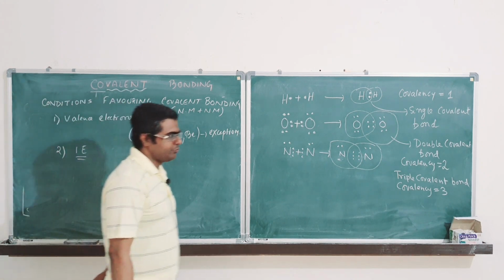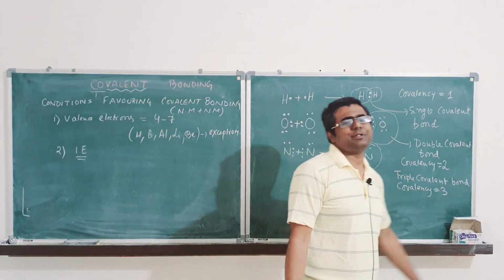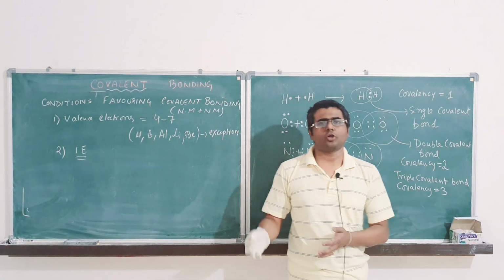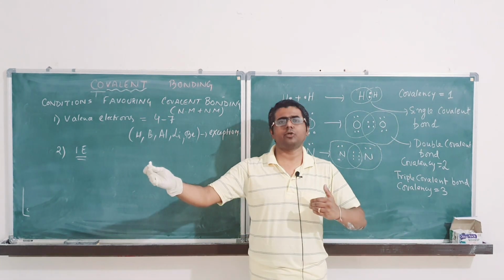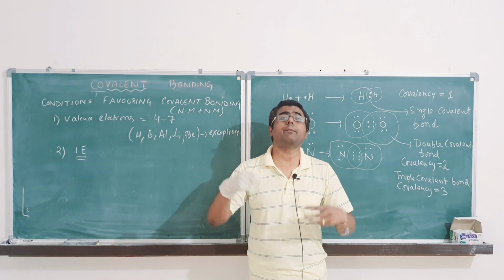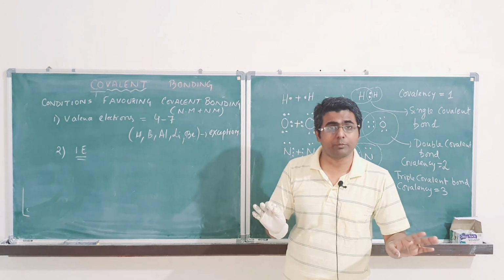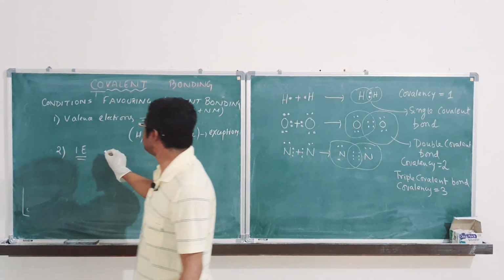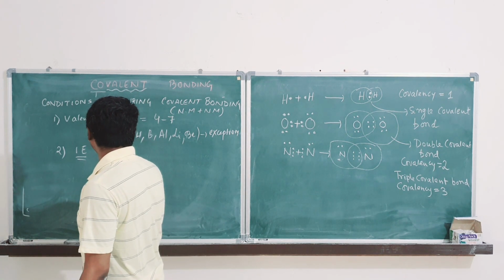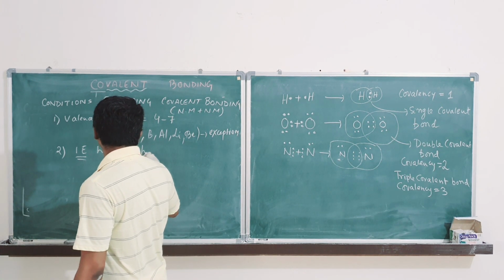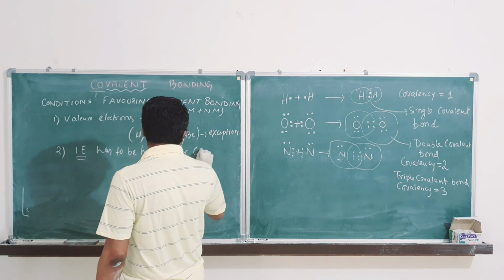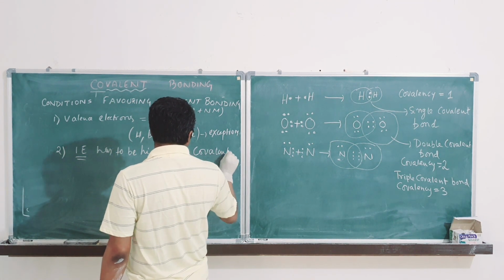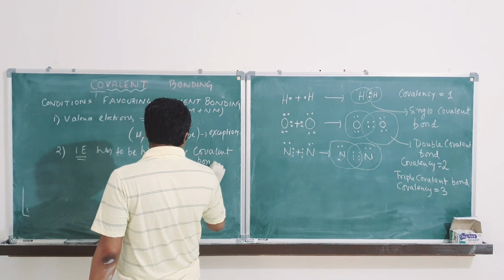See, we already know it will be the bonding between non-metals and non-metals. See, if ionization energy is low, then you can easily donate the electron, then it will become ionic bonding, it will not become covalent bonding. So ionization energy has to be high for covalent bonding. Okay, covalent bonding.